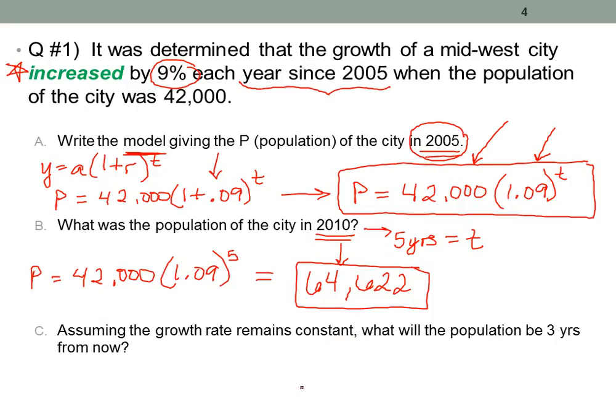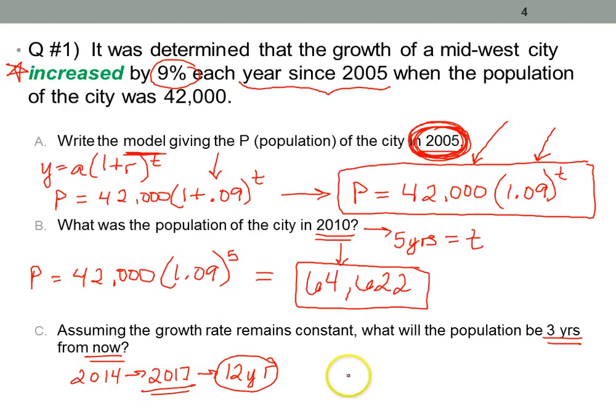The last part says, assuming the growth rate remains constant, what will the population be 3 years from now? That's a key word right there, 3 years from now. Now, hopefully we all know, now is 2014. So 3 years from now would be 2017. Again, remember where this equation starts from. This equation starts from 2005. So if I'm looking for 2017, that means 12 years have gone by. That is what we're plugging in for our time.